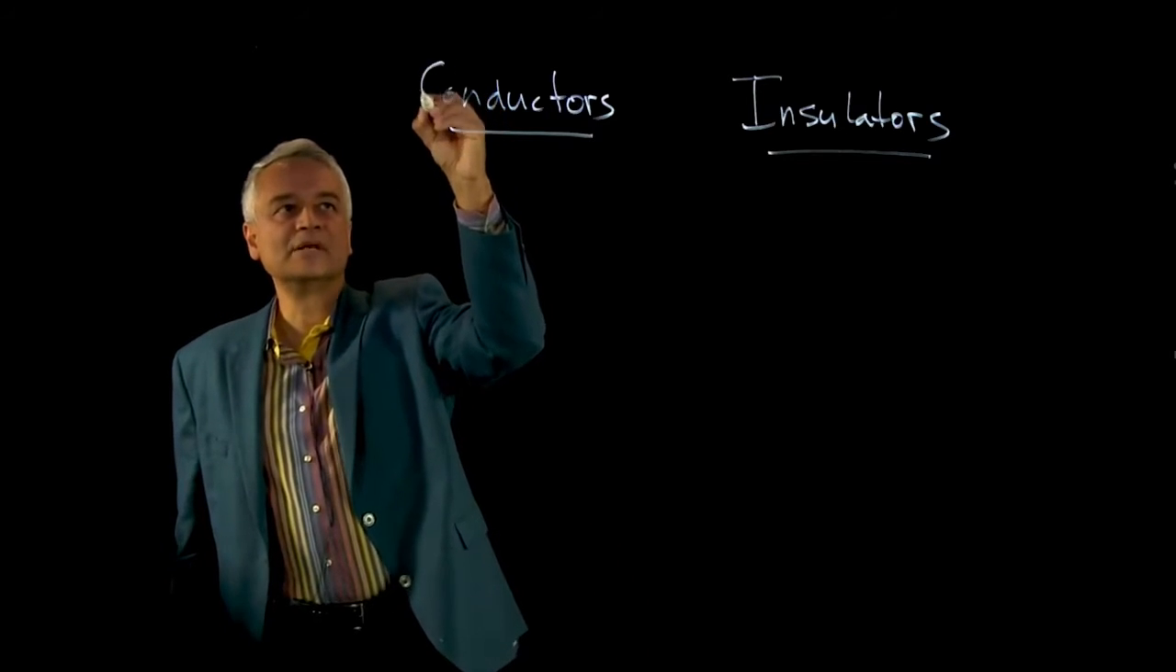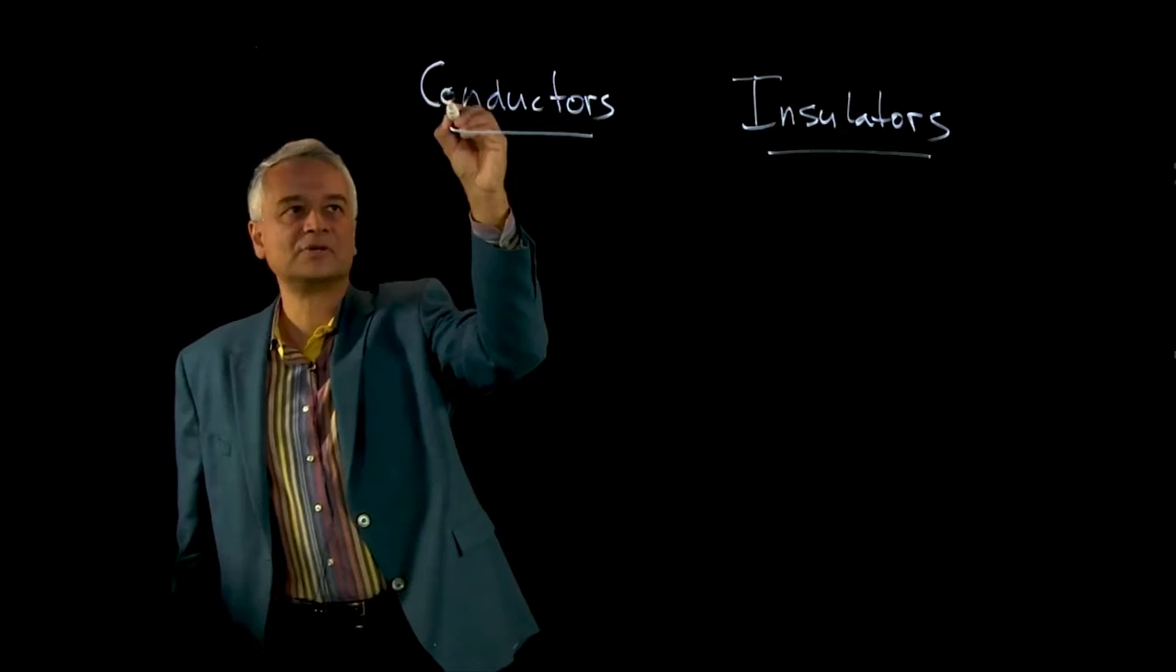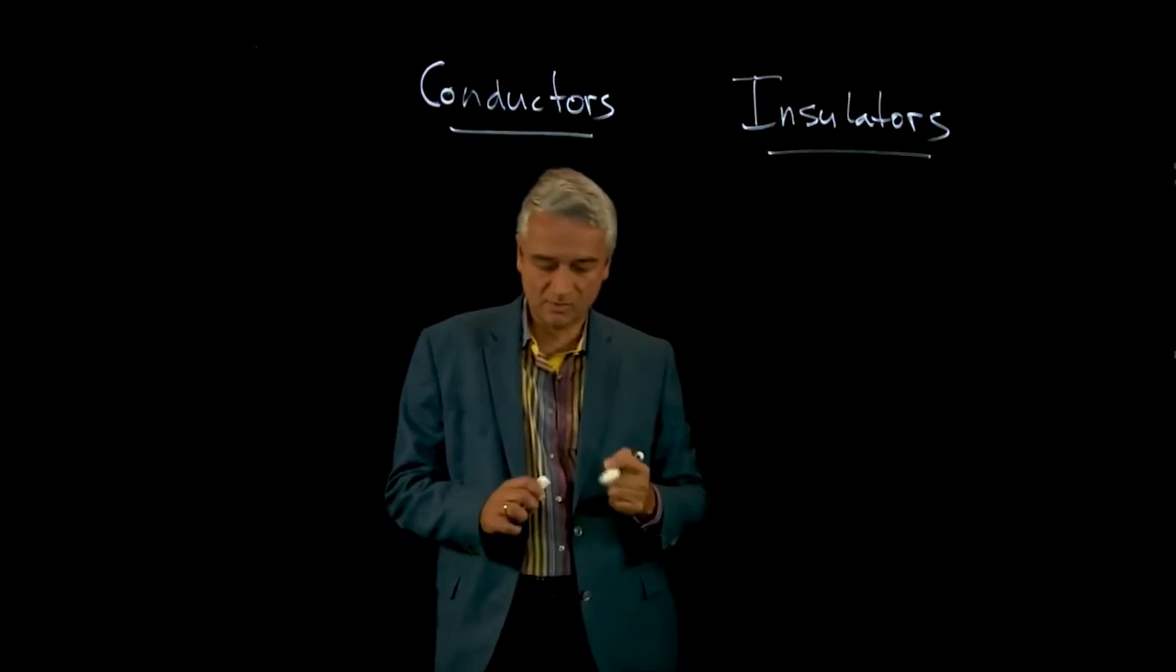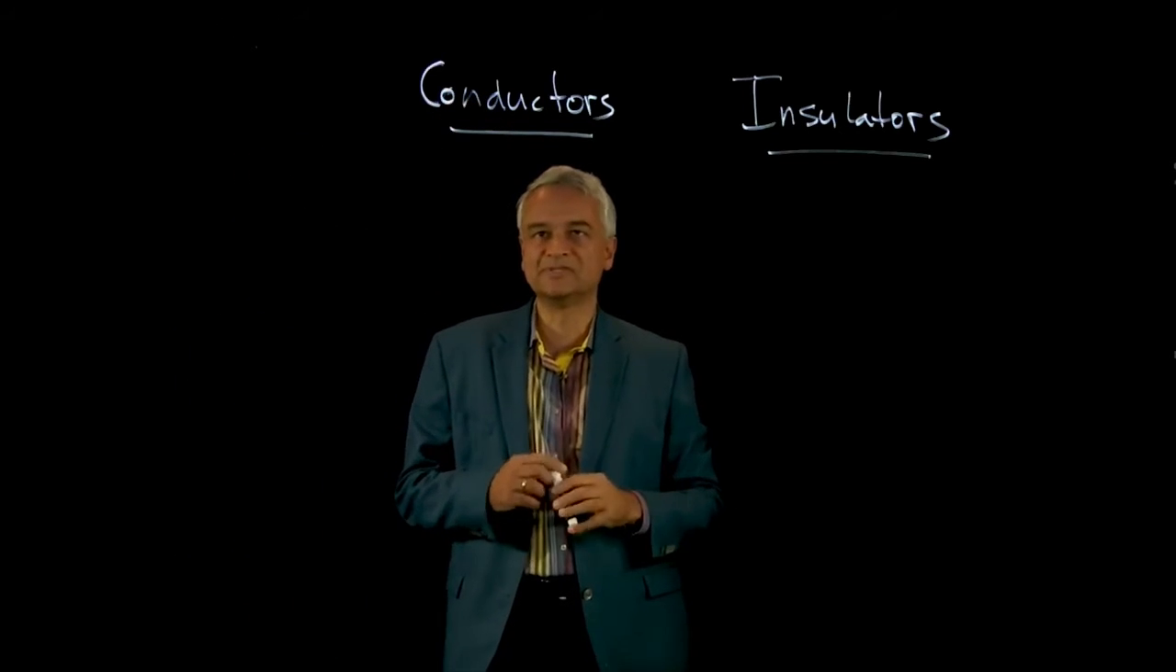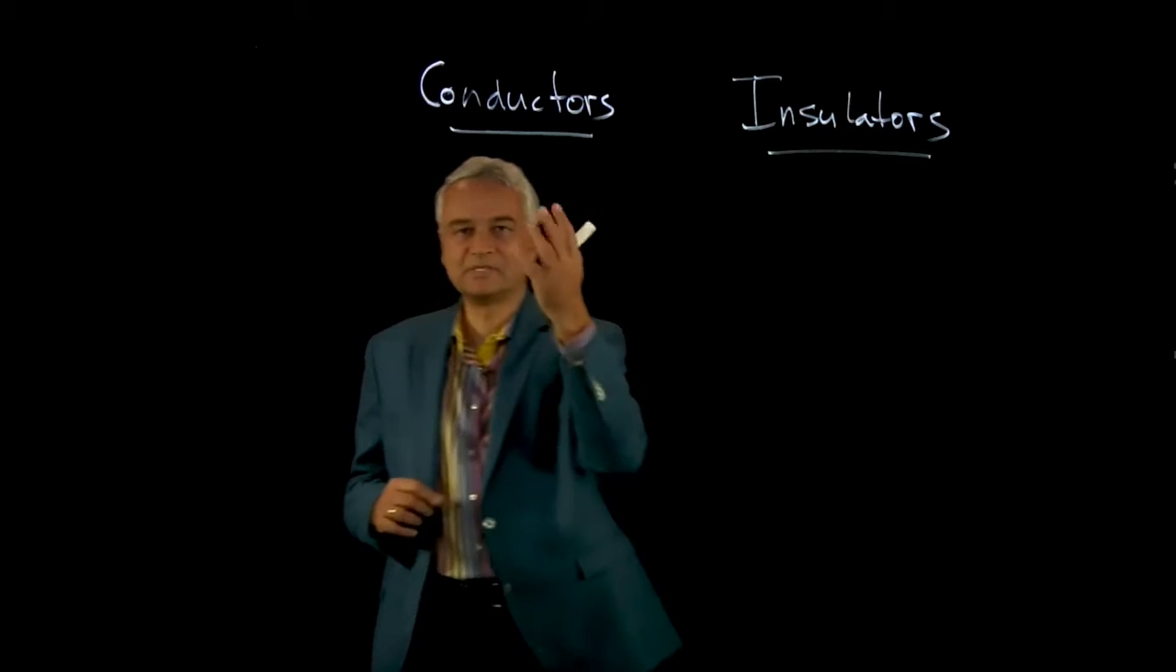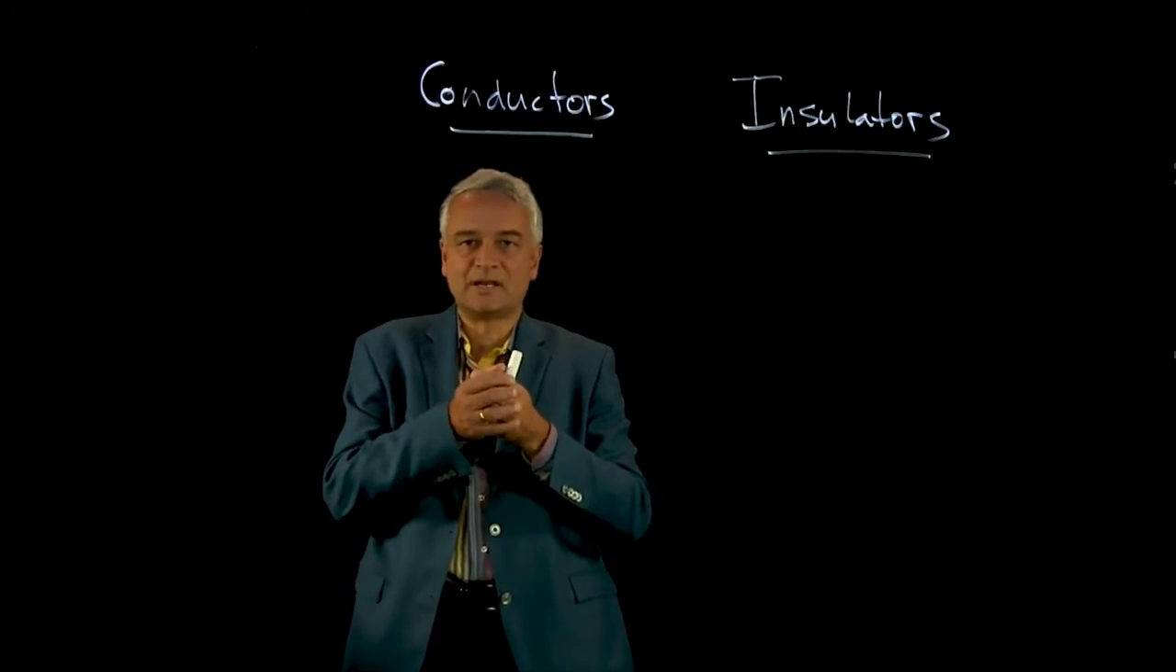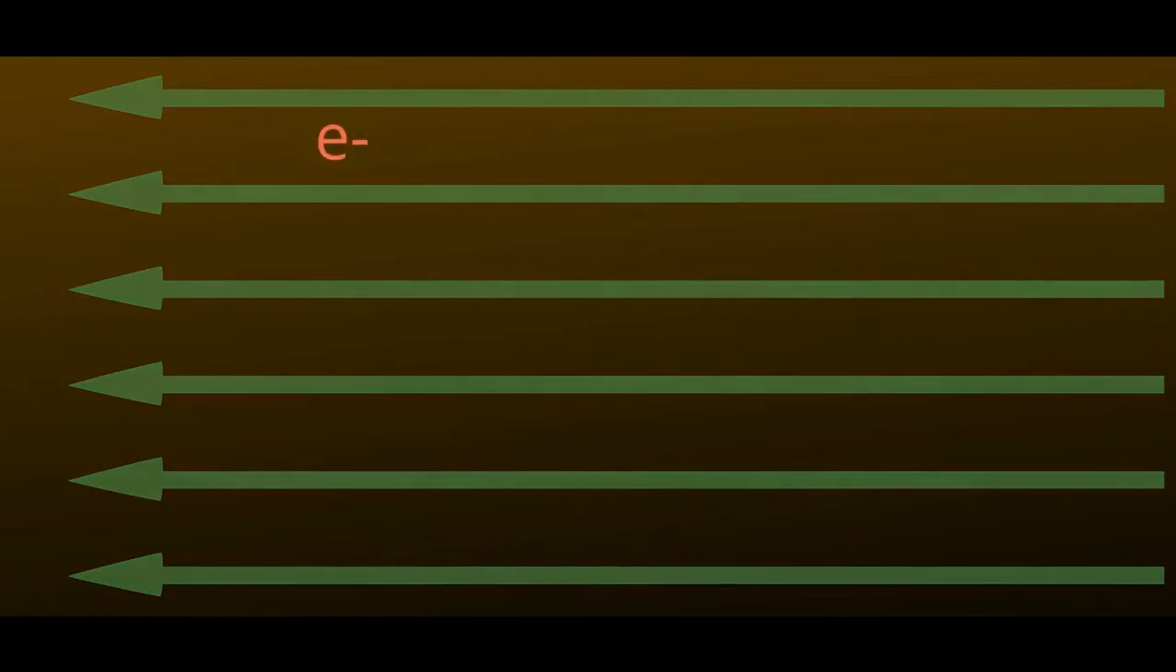What's the basic difference? What is a conductor? Well, an example of a conductor is copper, or aluminum, or gold, or steel, or silver. Conductors are materials in which there are electrons that are free to move. So if I have a conductor here and I apply an electric field pointing this way, the electrons that are free to move in this conductor are going to go this way.